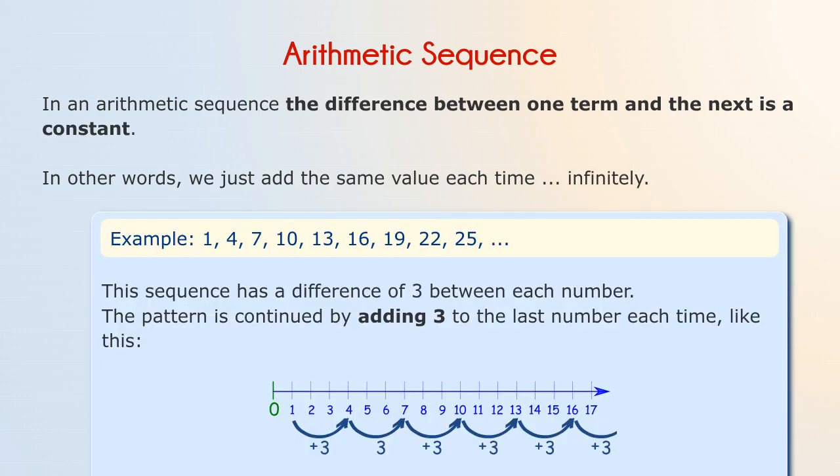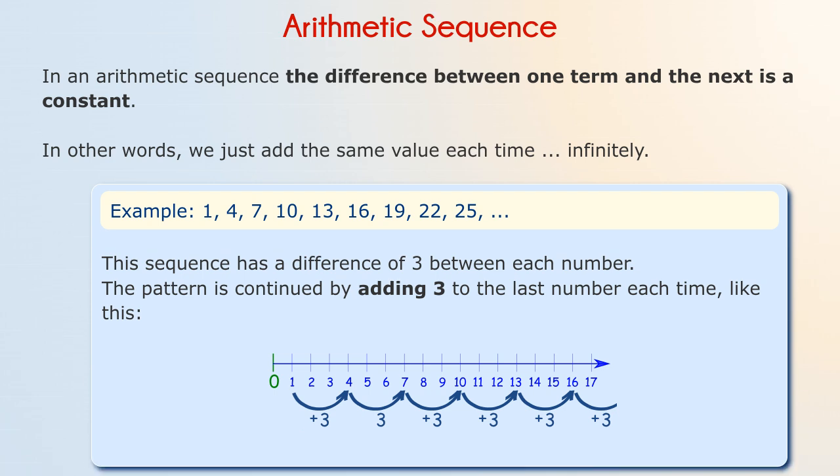Example: 1, 4, 7, and so on. This sequence has a difference of 3 between each number. The pattern is continued by adding 3 to the last number each time, like this.